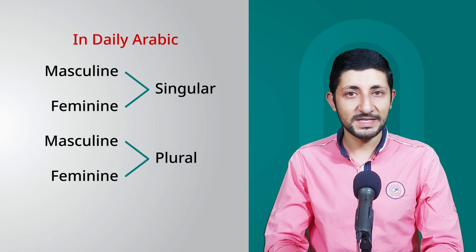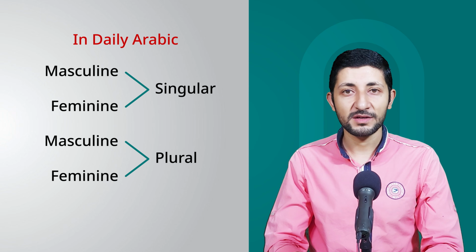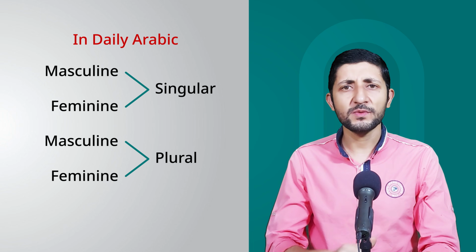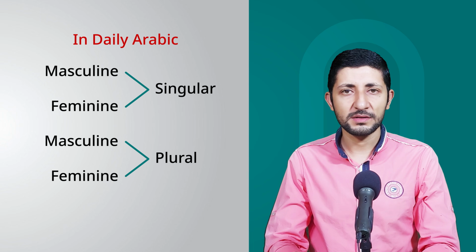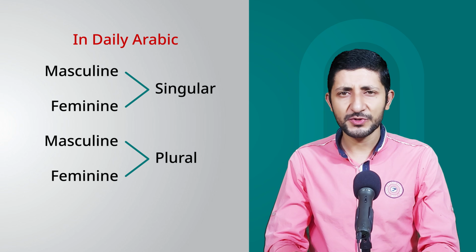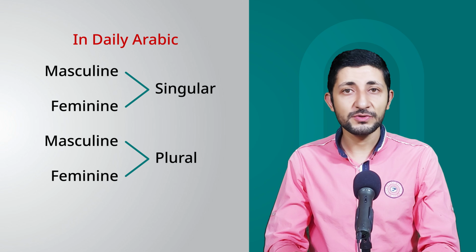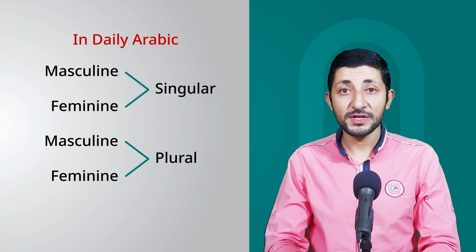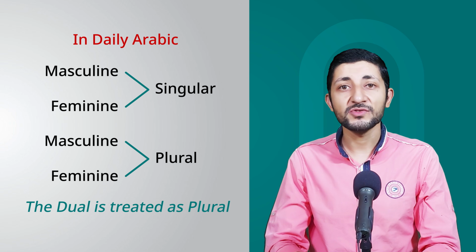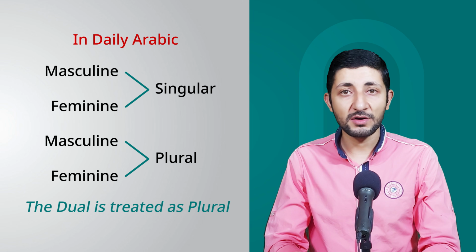So dual doesn't have any independent grammatical forms in daily Arabic. But how can we handle the dual in speaking? For example, if we want to conjugate a verb or choose a personal pronoun referring to two people or two things, what shall we do? In this case, we treat it as plural. So the dual takes the plural grammatical forms in spoken Arabic.